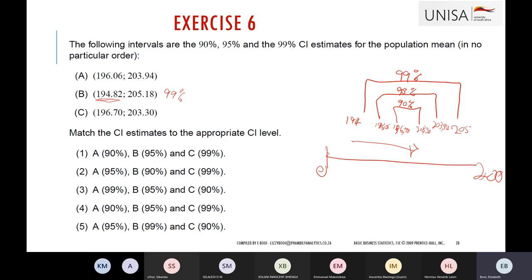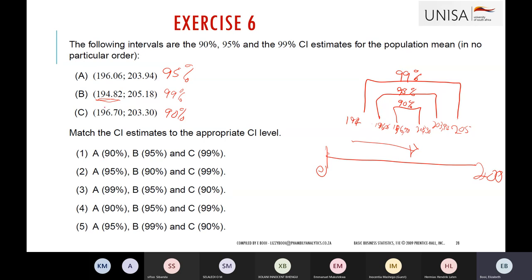And as you can see, I've already visualized which one is which. So this one, I did already by looking at the smallest, the lower limit. So already I can see 95 is that one, and this will be your 90. And then I can find which one is the correct info, which matches the confidence estimates with the appropriate confidence level.